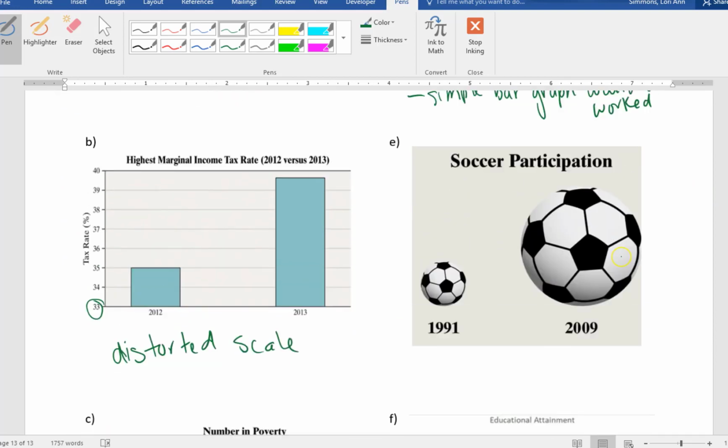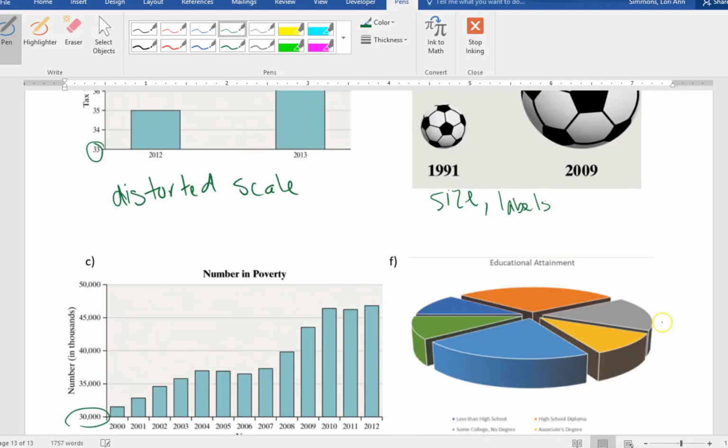E, soccer participation. I mean, are we talking about a real soccer ball here? And then are we talking about like one of those big inflatable ones? In 1991, that's what we played with. And now in 2009, that's what we play with. So you can see that, what does this mean? So the size is misleading. Labels would have been helpful. Maybe not actually using soccer balls.